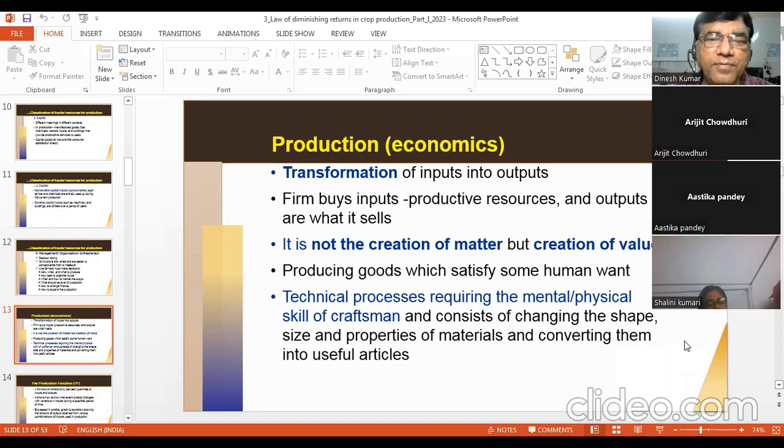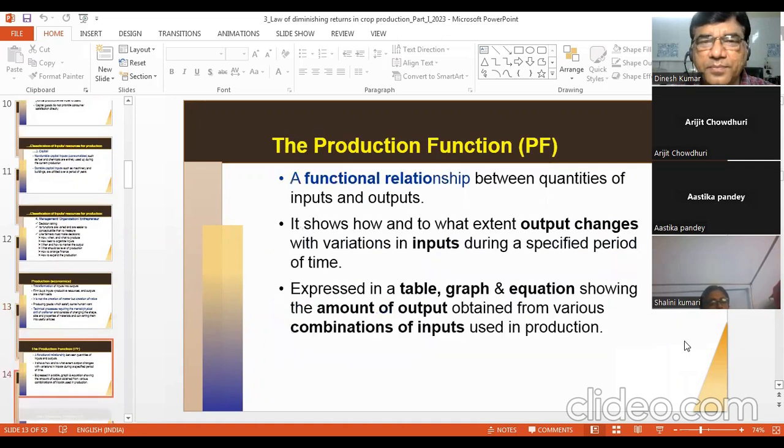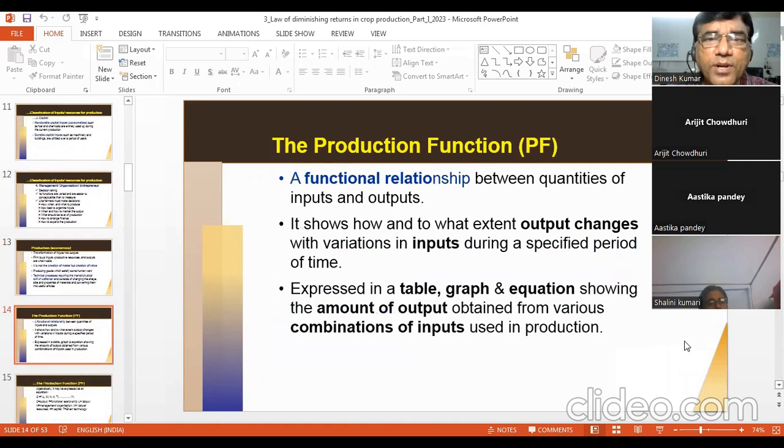This is a typical definition of production, which covers every aspect of production. Now, after production, you have seen that production is possible only through the input, and production is your output actually. So there must be some functional relationship between input and output, which is called the production function. A functional relationship between quantity of inputs and output is your production function.